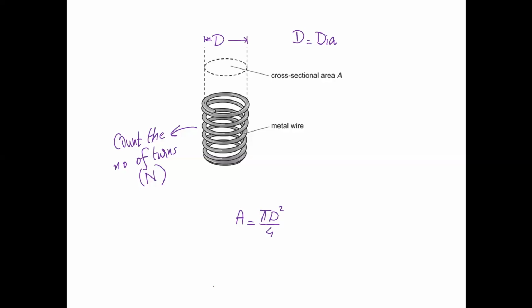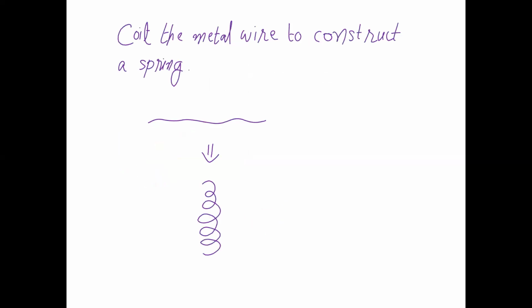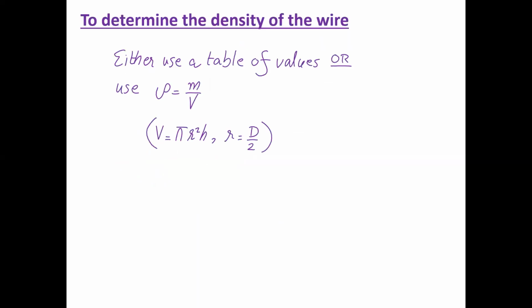So this is the diagram for this: you take a wire and you coil the wire to make a spring. Okay. Now, how do we determine the density of the wire? We use a table of values or use density is equal to M upon V. You have to copy this also.